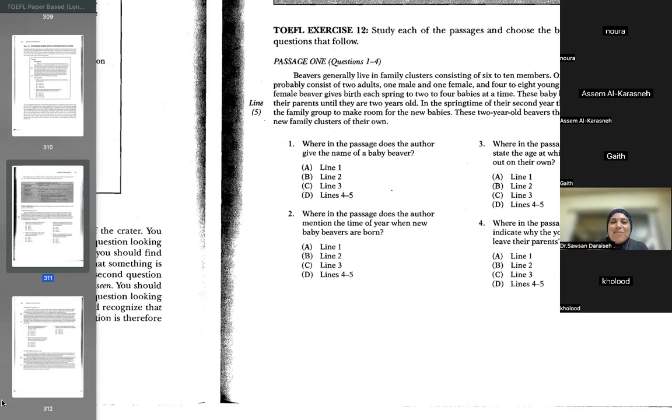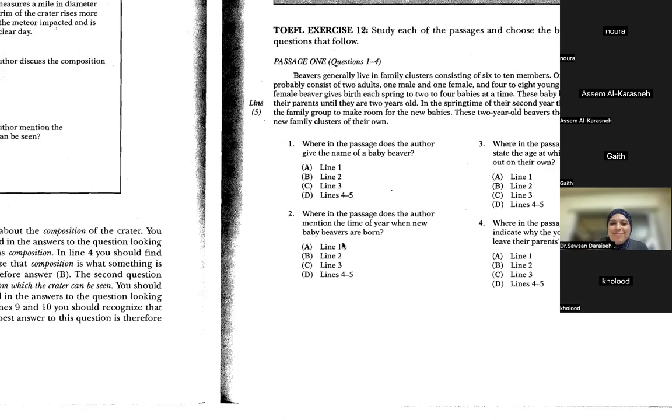Dr. Ghaith, question number 3, answer it for us please. We will, but your friend here, she said what? Line 2, 3. Where in the passage does the author state the age at which beavers must go out on their own? So each spring, the 2, 4 babies, etc. No, it's not this. Where in the passage does the author state the age at which beavers must go out?